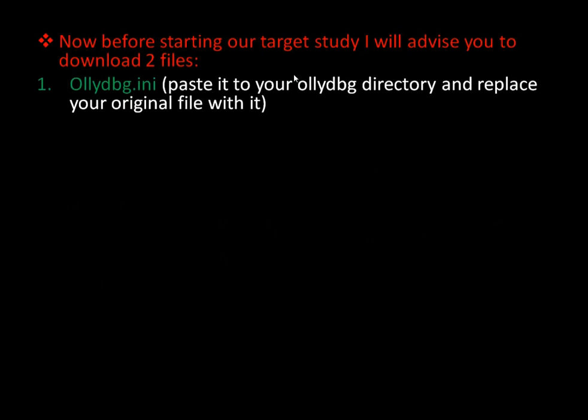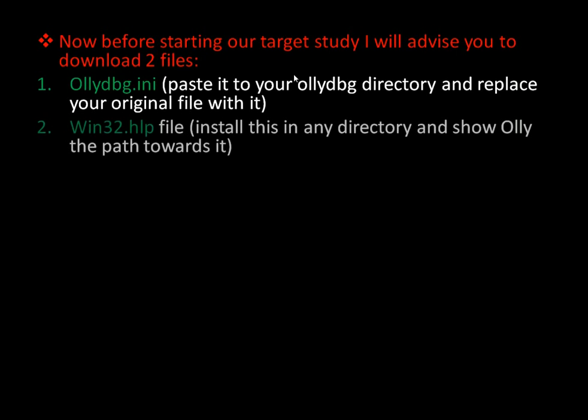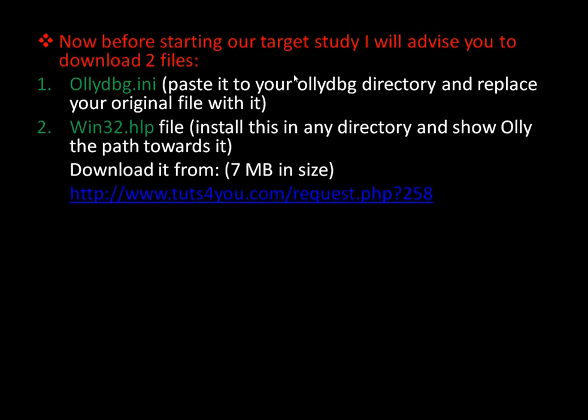Now before starting our target study, I will advise you to download two files. The first one is ollydbg.ini. Paste it into your OllyDbg directory and replace your original file with it. Another one is the win32.hlp file. Install this in any directory and only show the path to it. Download it from www.tutsforyou.com request.php !258. Its size is 7 MB.